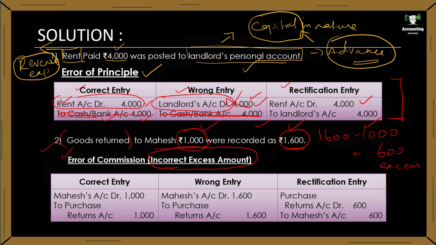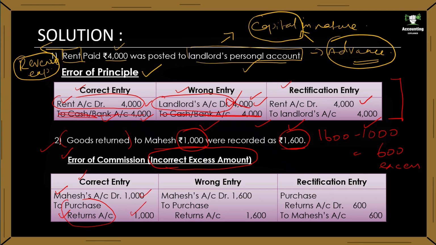Okay. Now the correct entry will be Mahesh account debit. Debit the receiver. Here when you return goods, it will go to Mahesh. So debit the receiver. Mahesh account debit 1000 to purchase return. Purchase, it's an expense. So when you purchase goods, you will debit it. Purchase return is the opposite of purchases. So when you are going to return goods, purchase return will be credited 1000 rupees.